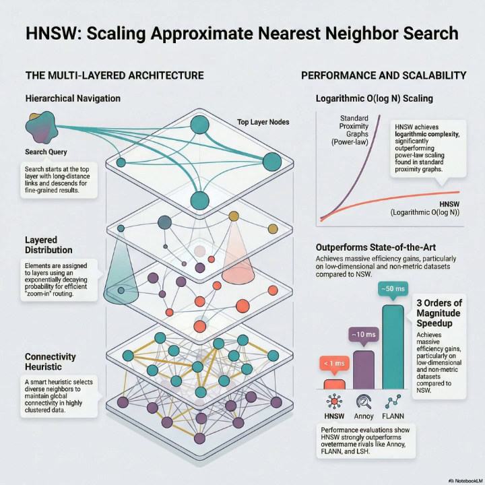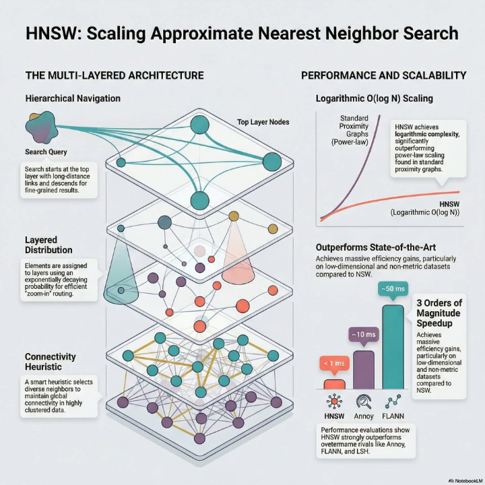So HNSW is basically a skip list, but for a graph instead of a straight line. That is exactly the intuition. The authors call it a hierarchical navigable small world. Think of it like a multi-story building or maybe a set of stacked maps. Layer 0, the ground floor, contains every single data point. It's the detailed street map with every house.